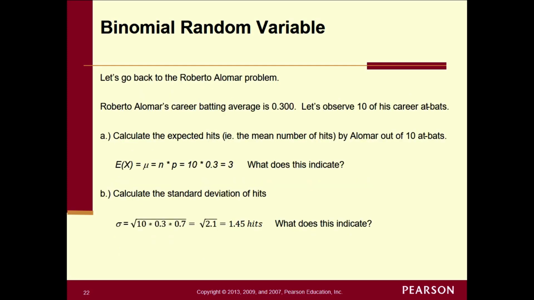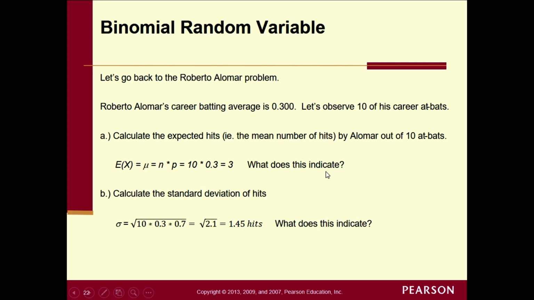Let's go back to our Roberto Alomar problem. We know that his batting average was 0.3 for his career. That's p. We're going to observe 10 of his career at bats. That's n. And let's say we calculate the expected number of hits, the mean number of hits by Alomar out of 10 at bats. Well, if his success rate is 0.3 and he has 10 at bats, we just multiply those two together and get the mean. That would be 10, n, times 0.3, p, and you get 3. So what does that mean?